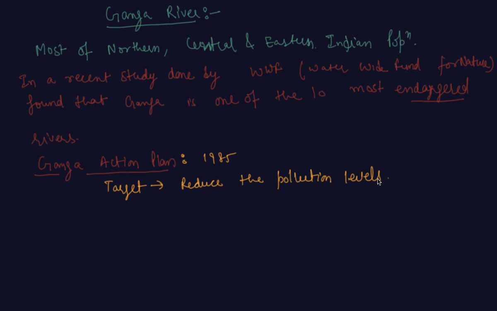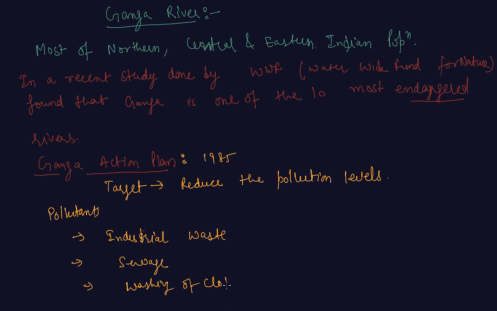Okay. So the main pollutants which I discussed are the same: first is industrial waste. Okay, second is sewage. Third is washing of clothes and people bathing near the ghats, near ghats of the river.